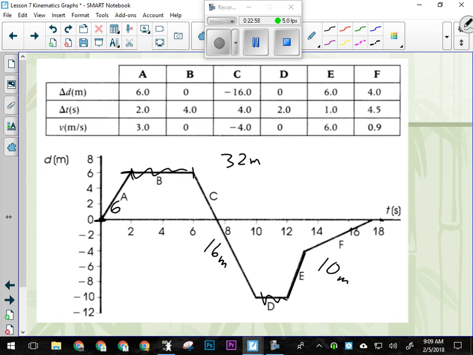It's actually 18. It ends at 18. You can't see the line here, but it ends. There's a flat part there. It goes to 18. Okay, so if I want to calculate average speed, I need total distance and total time.